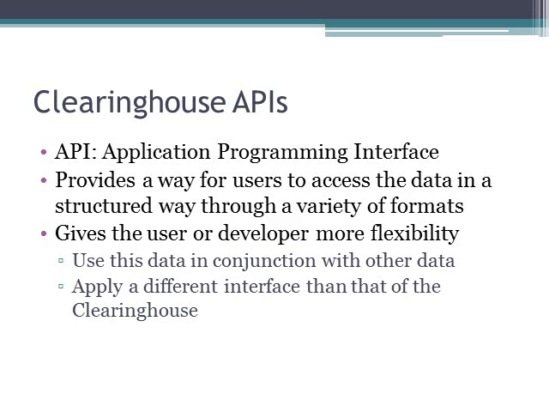The Clearinghouse also provides APIs, or Application Programming Interfaces, that allow a way for a user to access the data in a structured way through a variety of formats. The APIs give the user or developer more flexibility. They can use the data from the Clearinghouse APIs in conjunction with other data from around the web. They could also use this data to apply a different interface other than that found on the Clearinghouse website.